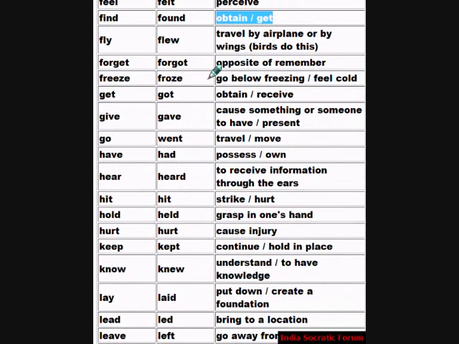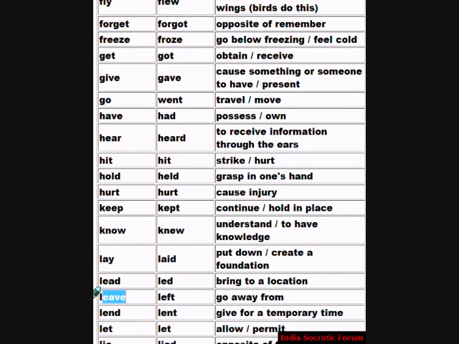Likewise, pause the video, start memorizing the present tense and the past tense, okay? Get, got, give, gave, go, went, have, had, hear, heard, hit, hit, hold, held, hurt, hurt, keep, kept, know, knew, lay, laid, lead, led, leave, left, lend, lent.